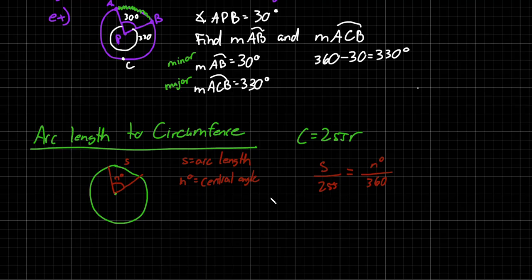So how do I get s all by itself in this formula? Multiply by 2 pi r on both sides. So the arc length formula for this is s equals n degrees divided by 360 times 2 pi r.